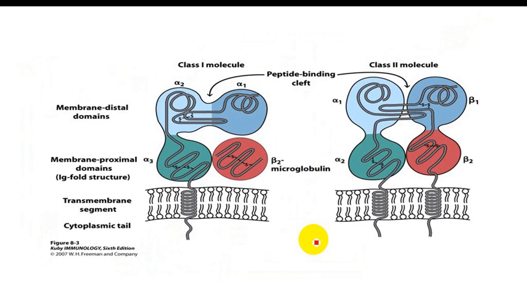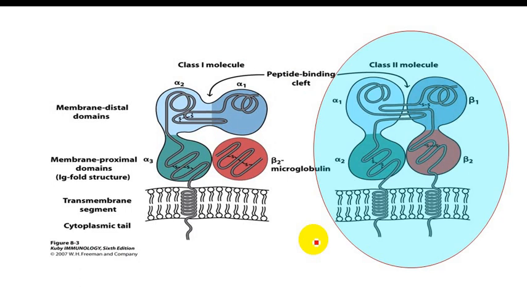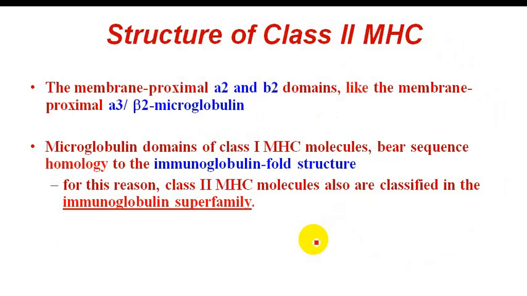Now after we have completed class 1, let's focus on the class 2 MHC molecule. So my next focus is class 2. When you talk about the class 2 MHC molecule, the membrane proximal region consists of alpha 2 and beta 2 domains, like the membrane proximal alpha 3 and beta 2 microglobulin of class 1. The microglobulin domains of the class 1 MHC molecule have a sequence like the immunoglobulin fold structure, and this is the reason MHC class 2 molecules are also classified in the immunoglobulin superfamily of receptors.